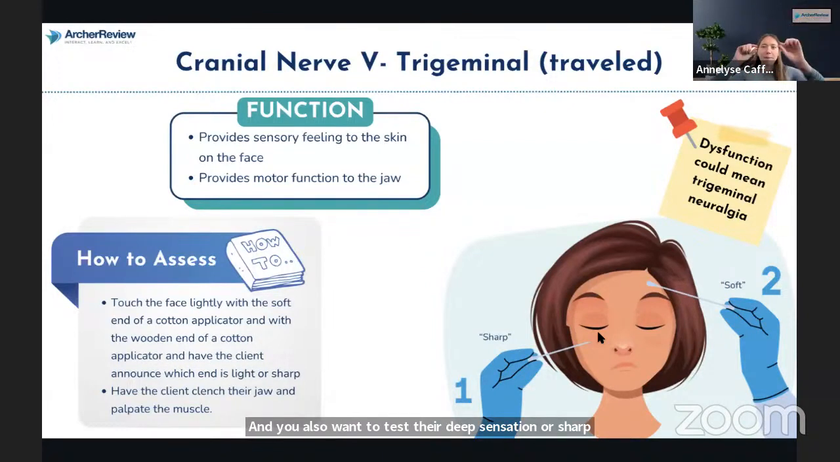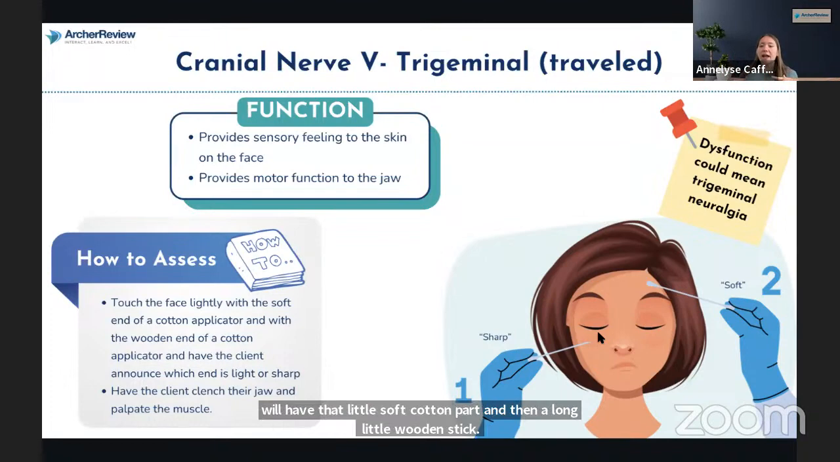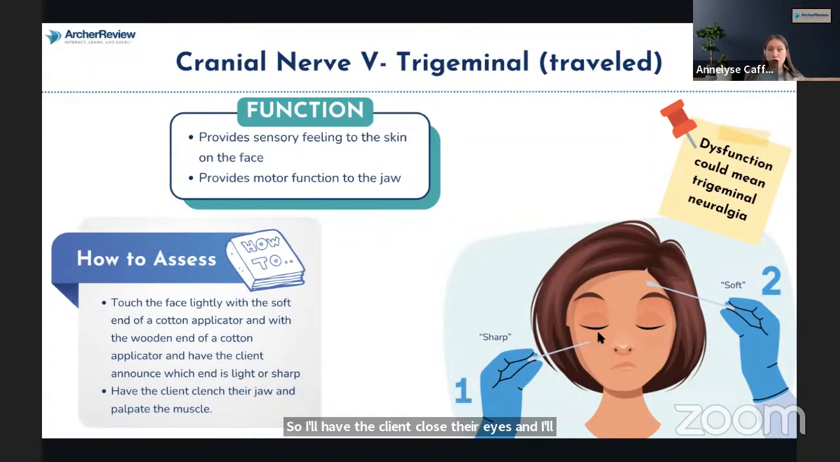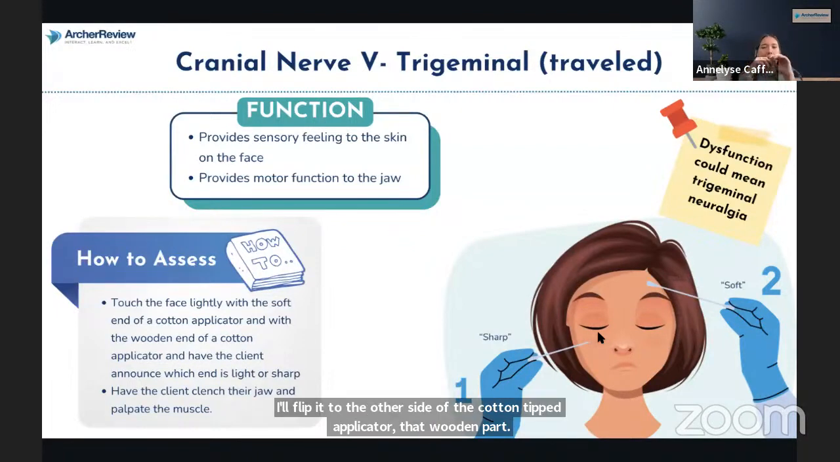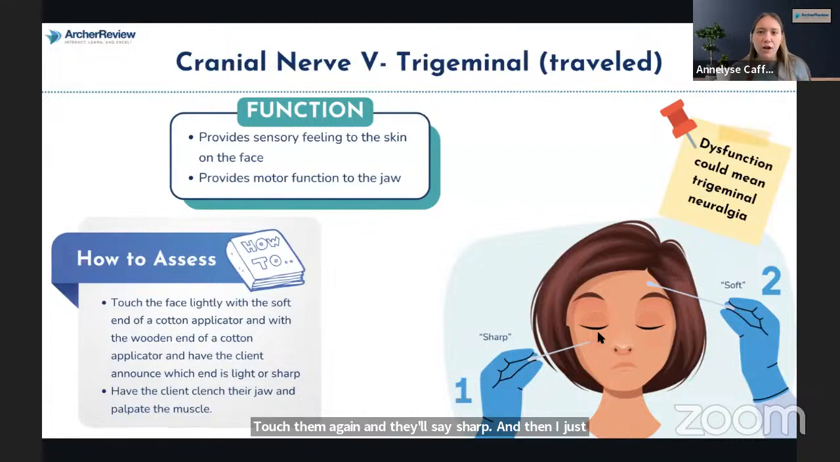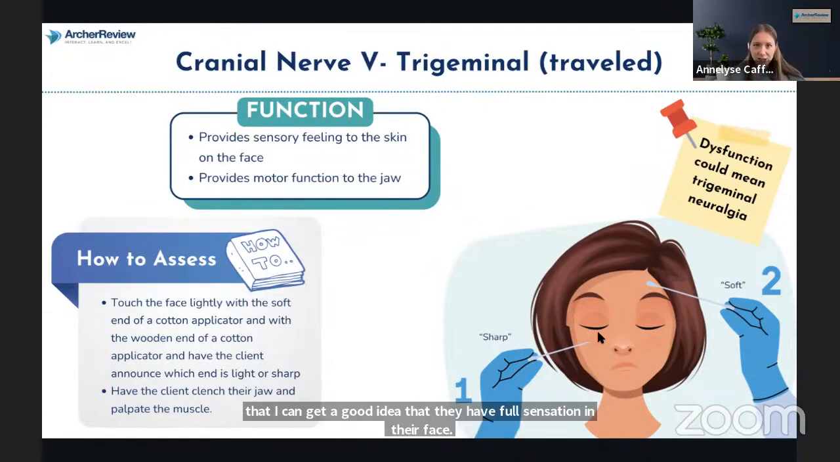Normally a cotton tip applicator will have that little soft cotton part and then a long little wooden stick. So I'll have the client close their eyes and I'll say, let me know if you feel sharp touch or soft touch. So they've got their eyes closed and I'll just gently touch them and they'll say, oh, that was soft. And then I'll flip it to the other side of the cotton tipped applicator, that wooden part, touch them again and they'll say sharp. And then I just do that at a couple different spots around the face so that I can get a good idea that they have full sensation in their face. So that takes care of the sensation aspect.